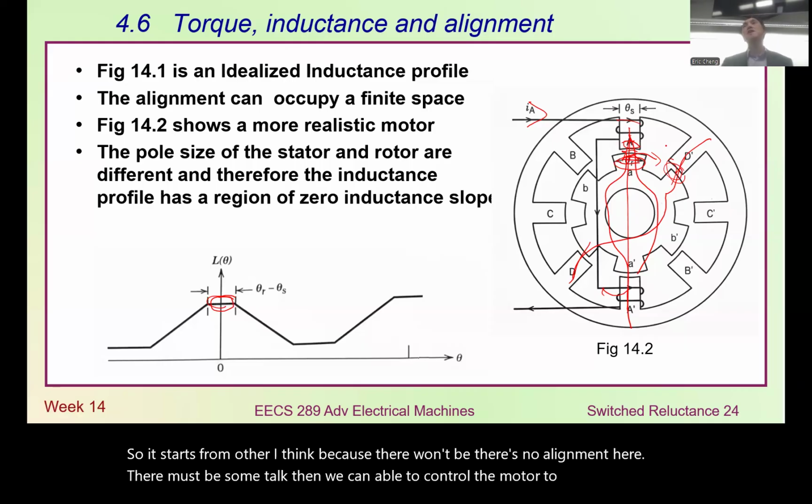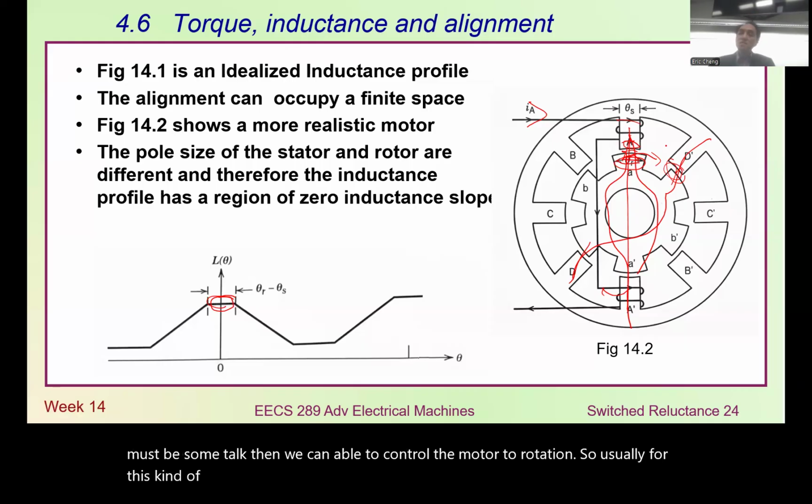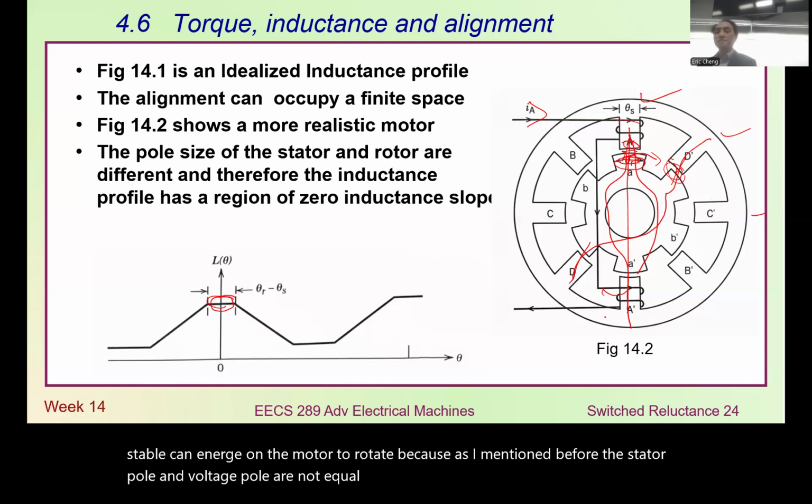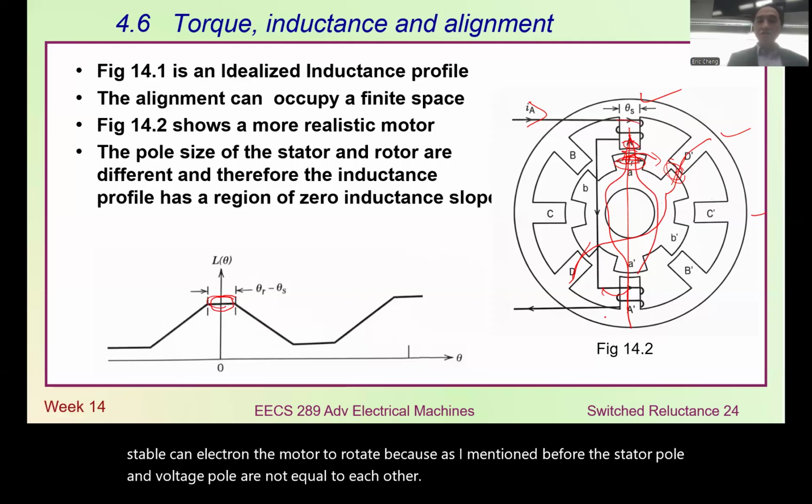So usually for this kind of SR motor, we do it in sequence, 1, 2, 3, and so on. There must be one stator pole that can energize the motor to rotate. Because as I mentioned before, the number of stator poles and rotor poles are not equal to each other. So that's one of the techniques we tend to use.